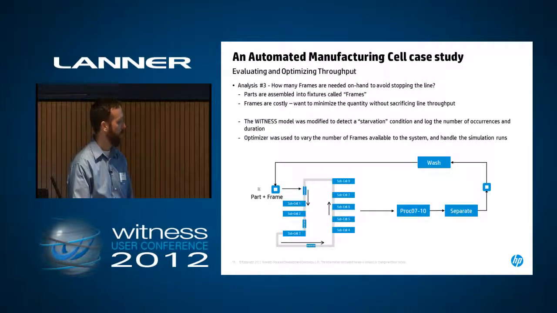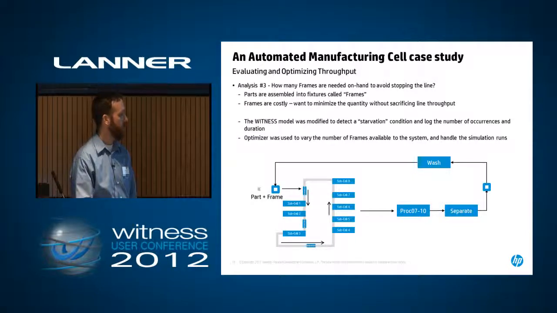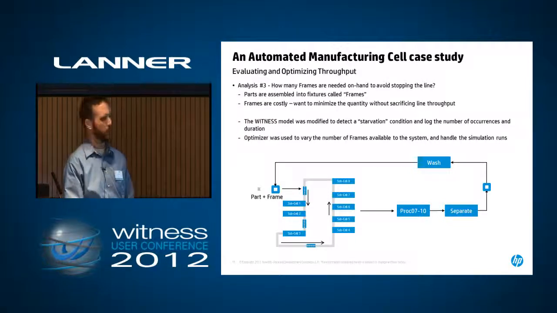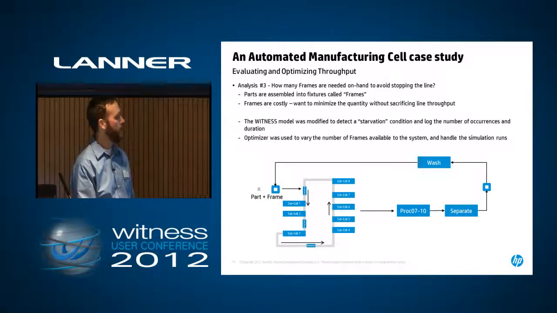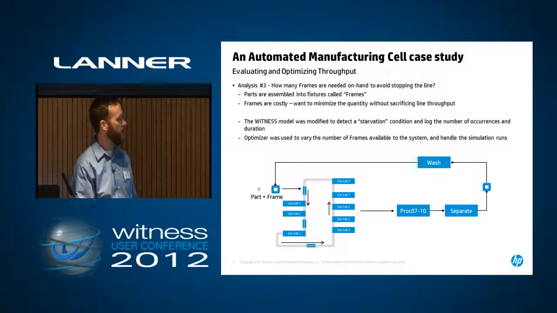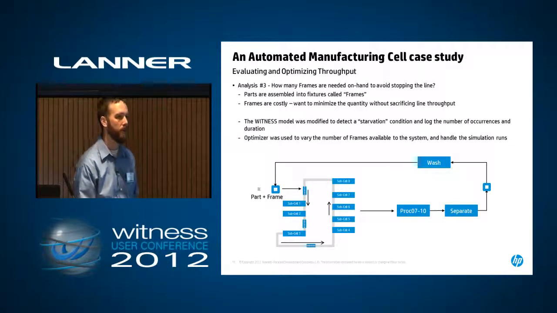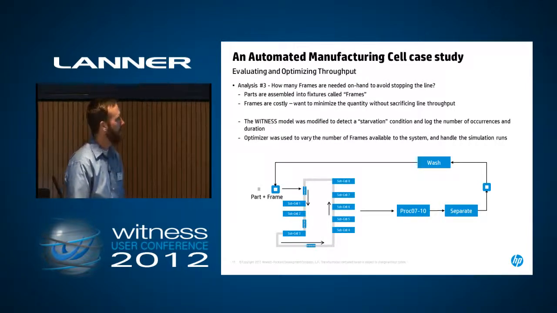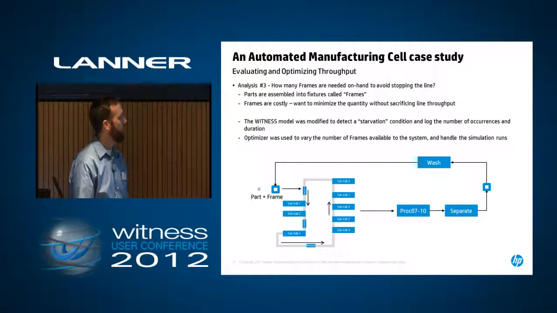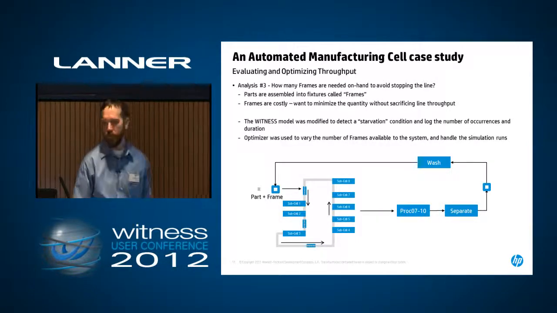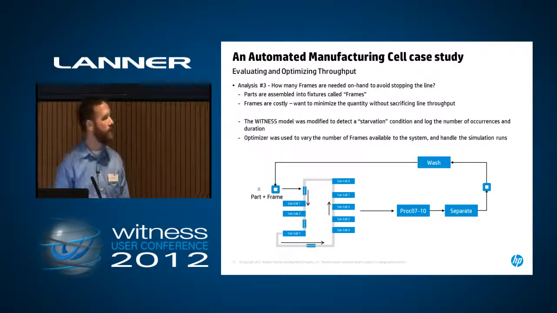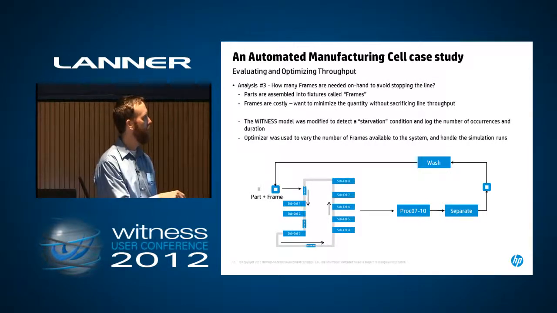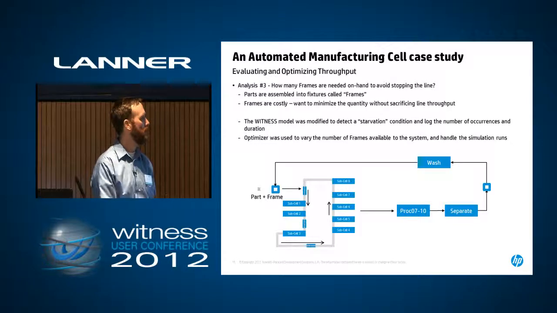So here's a part in the frame going on the shuttle, continuing through this manufacturing cell, and then there's a few more operations that it goes through, and then the frame is separated from the part. The part continues on, and the frame actually returns back to the front of the line, sometimes going through a wash operation to clean any contaminants off. So, frames cost money too. They're not as expensive as shuttles, but they still cost a lot of money. So we wanted to minimize that quantity without sacrificing the line throughput.